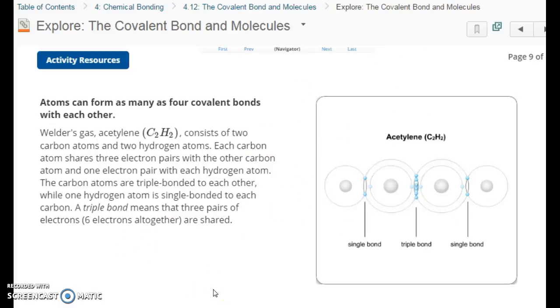Welder's gas, oxyacetylene, C2H2, consists of 2 carbon atoms and 2 hydrogen atoms. Each carbon atom shares 3 electron pairs with the other carbon atom. Okay, so we have a triple bond here. And 1 electron pair with each hydrogen atom. The carbon atoms are triple bonded to each other, while 1 hydrogen atom is single bonded to each of the carbons. A triple bond means that 3 pairs of electrons, 6 electrons altogether, are shared.